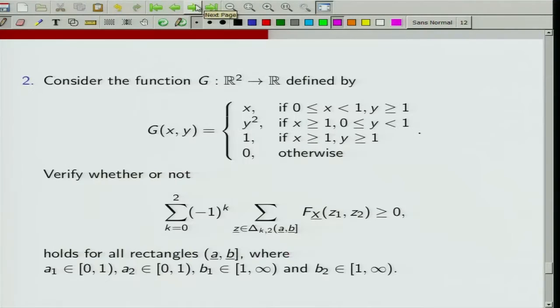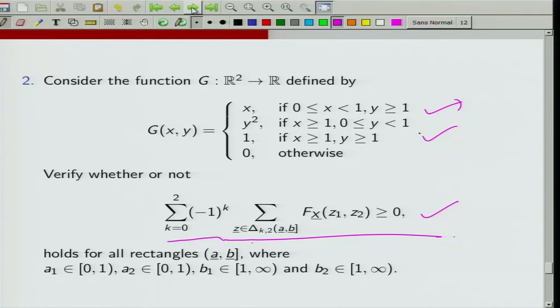Now, before I take the second take home problem, consider a joint distribution function given by this. Verify whether or not summation k is equal to 0 to 2, z belonging to delta k 2 a b, f x z1 z2 is greater than or equal to 0 or not. Now, if it was a distribution function, then we know that this property would always be satisfied. I am saying that you verify whether this property is satisfied or not, because there is a possibility that this is not a distribution function, but still this property is satisfied. So, verify if this property is satisfied or not. Certainly, if this property is not satisfied, you can directly argue that this is not a distribution function. So, take this as an exercise.